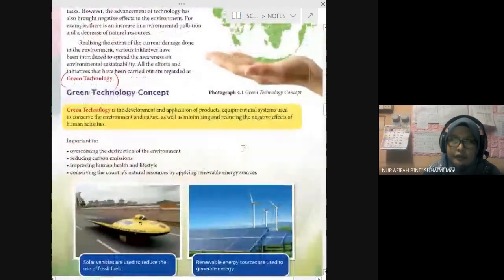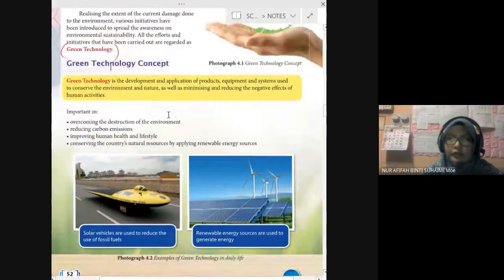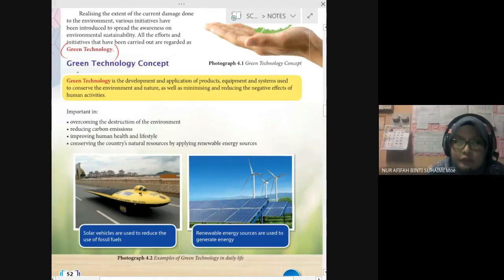Okay, we go straight to the definition of green technology, the green technology concept. What is green technology? Green here refers to our environment and our nature, forest, living things, including humans, plants, animals. So green refers to green. Technology is what we use from the application of science knowledge: physics, chemistry, biology.